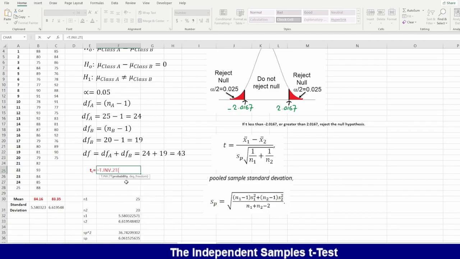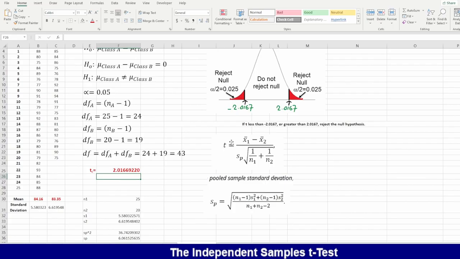Here, 0.05, comma, and 40 degrees of freedom, and it gives me 2.0167. Meaning 2.0167 here to the right and negative to the left.